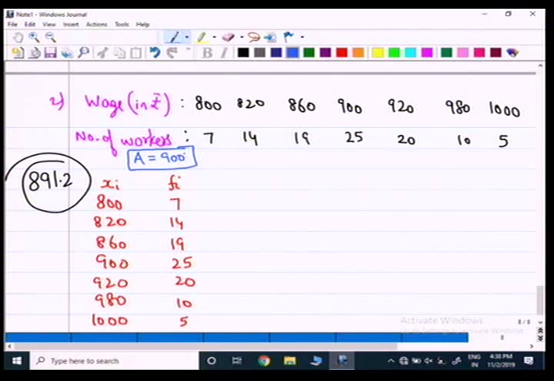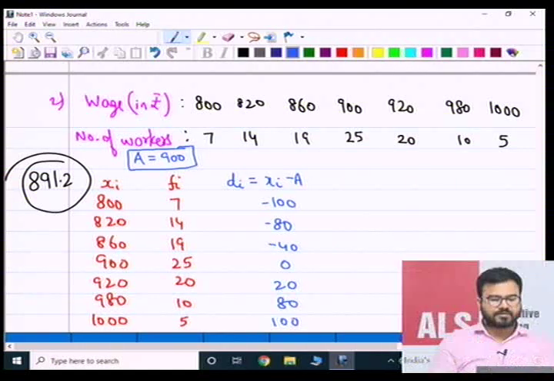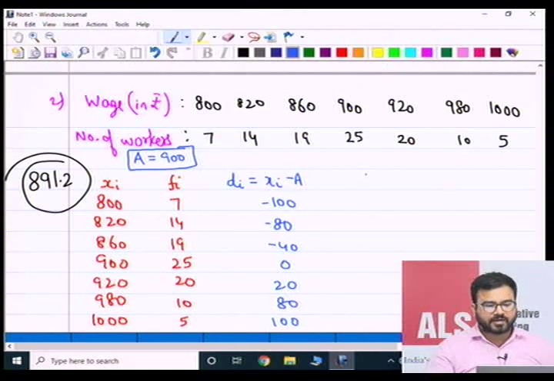Now what I will do, I will subtract this 900 from all the xi values. So that is noted by d. So di is xi minus A. So 800 minus 900, which is minus 100, minus 80, then minus 40. 900 minus 900 is 0, then it is 20, then 80, then 100. Right? After this, fi into di.